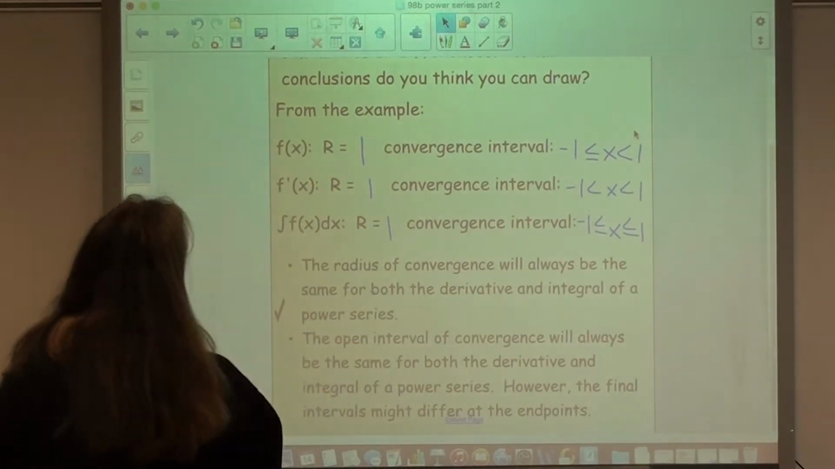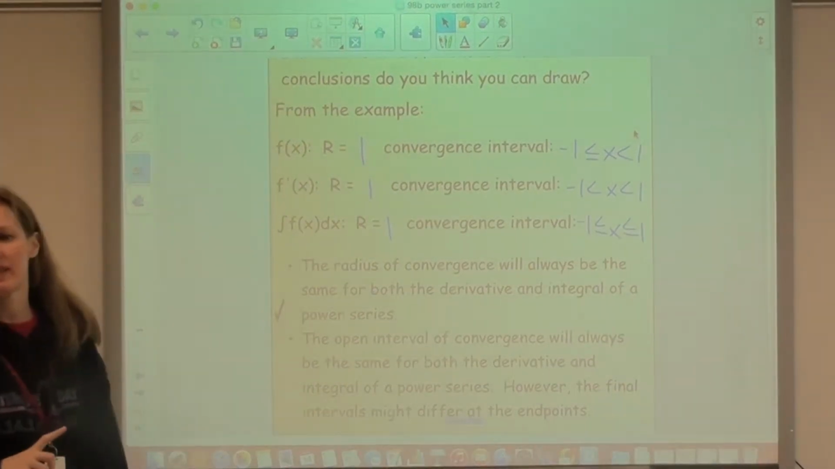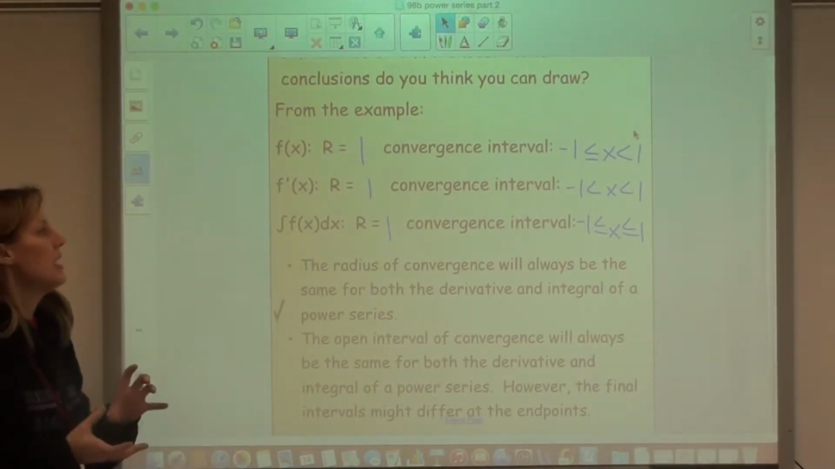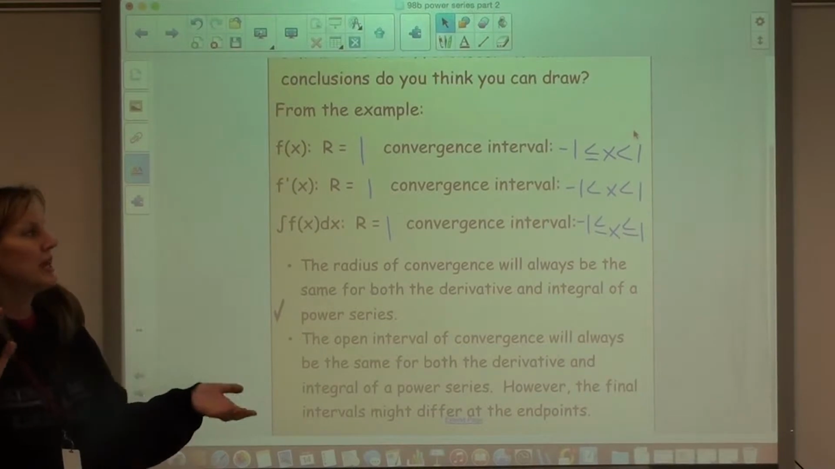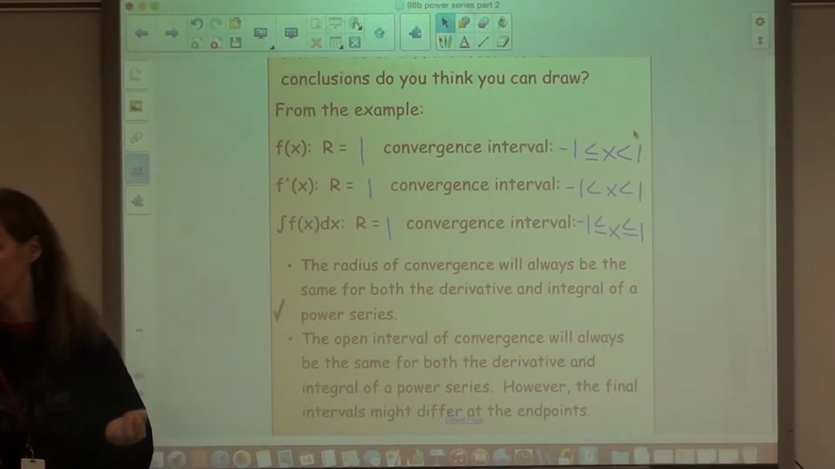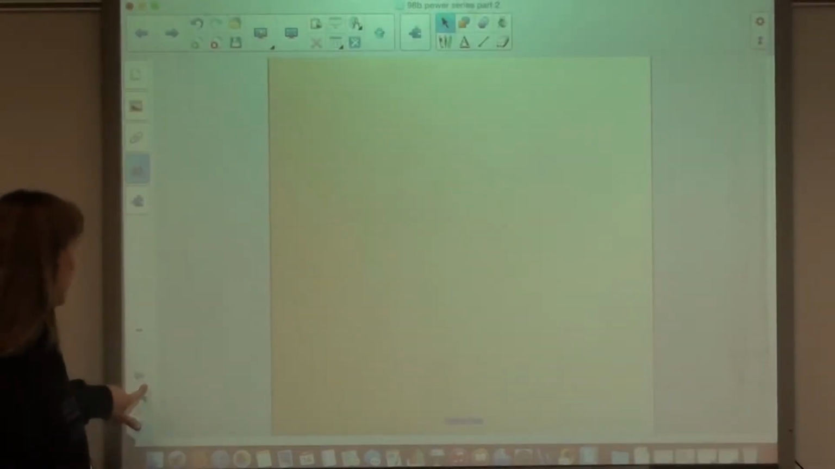Figured out that for f, f prime, and the integral of f, the radius is always the same. The interval of convergence is going to have the same numbers on each end, but the endpoints might differ as far as when they actually converge or whether they converge or not.